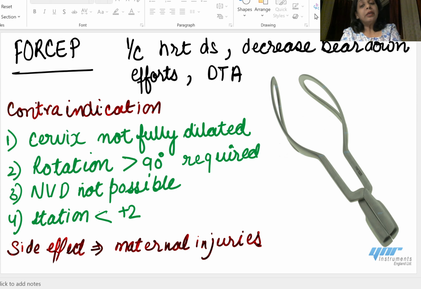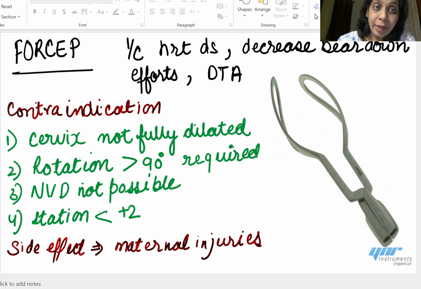Let's see number three: normal vaginal delivery not possible. In some situations normal vaginal delivery is not possible, for example transverse lie, brow presentation, and mento-posterior position in the case of the face. In all these three situations, we cannot use forceps, we cannot use vacuum. Forceps and vacuum can only be used if normal vaginal delivery is possible. So in situations where normal vaginal delivery is not possible, it is not that we will apply the forceps and we can do it. No, it's not so.